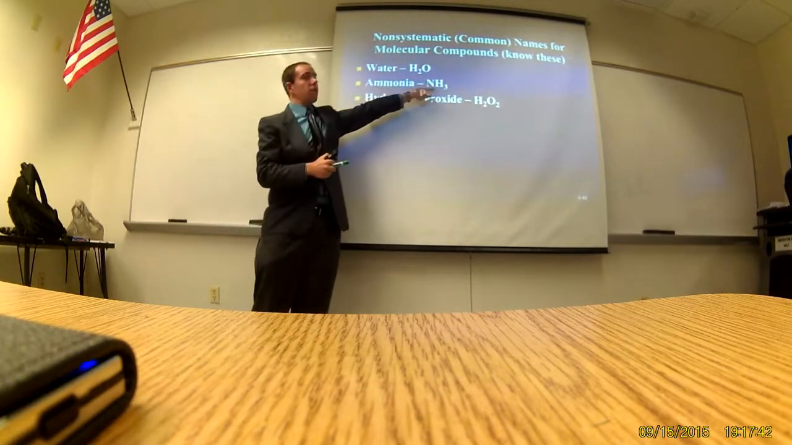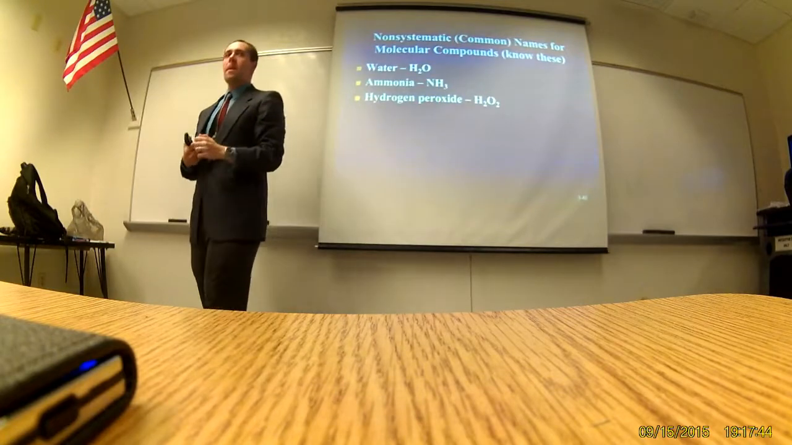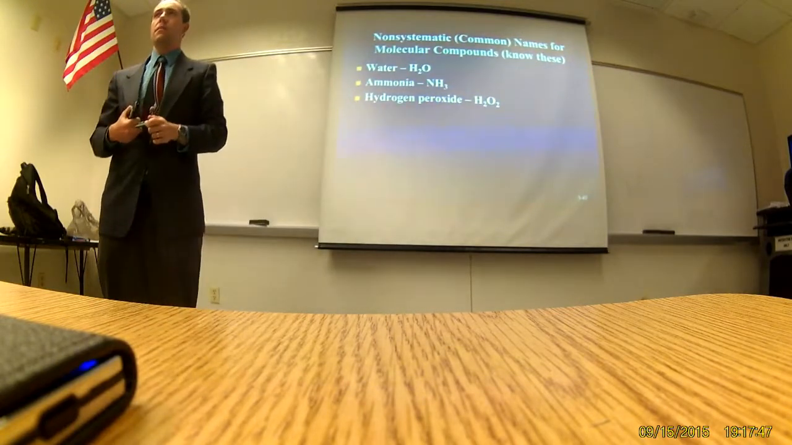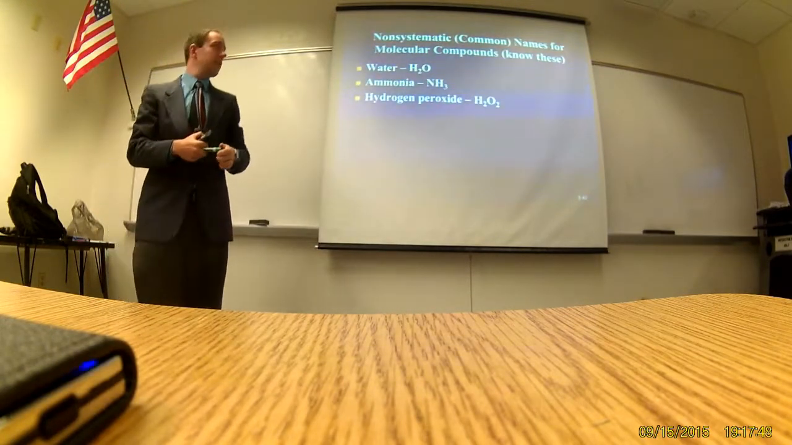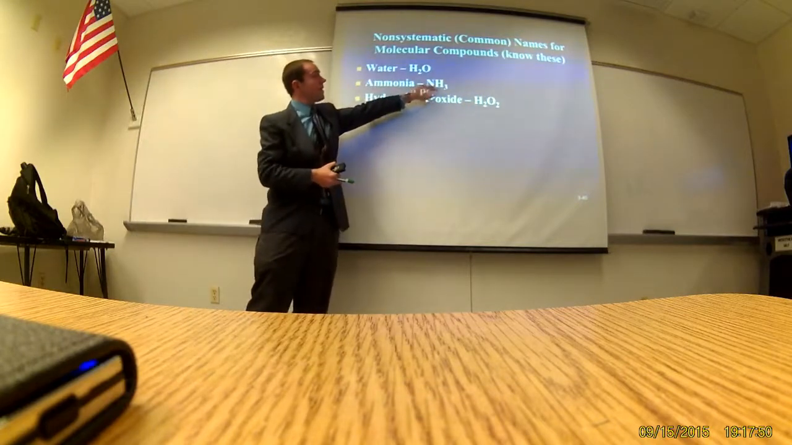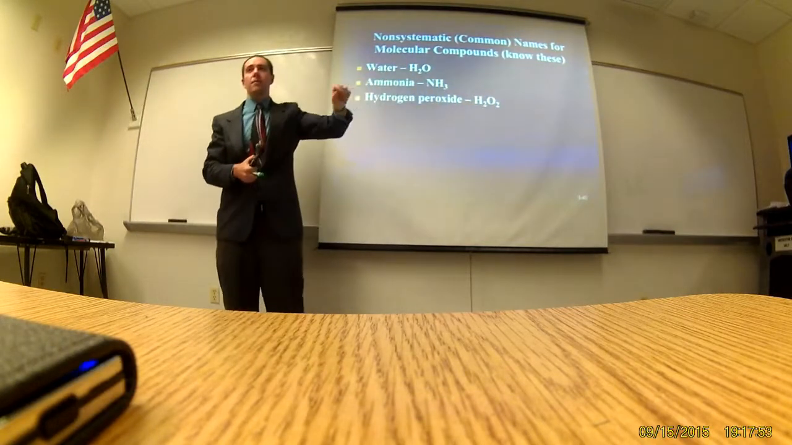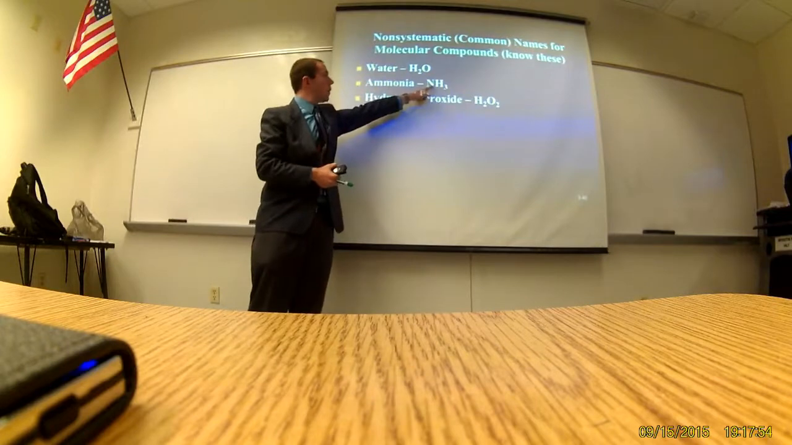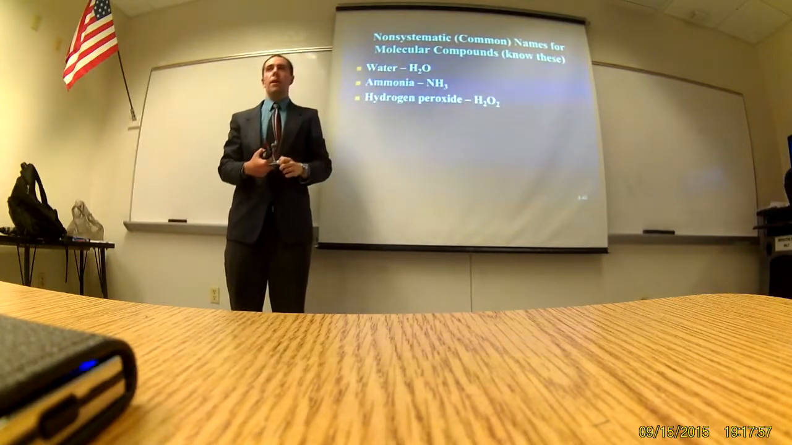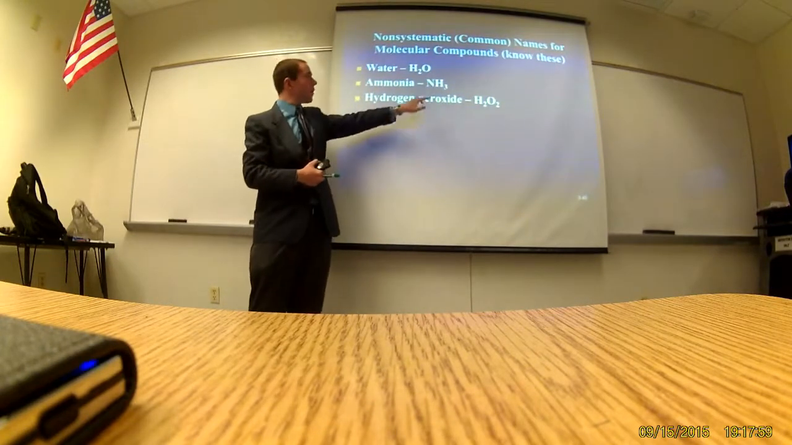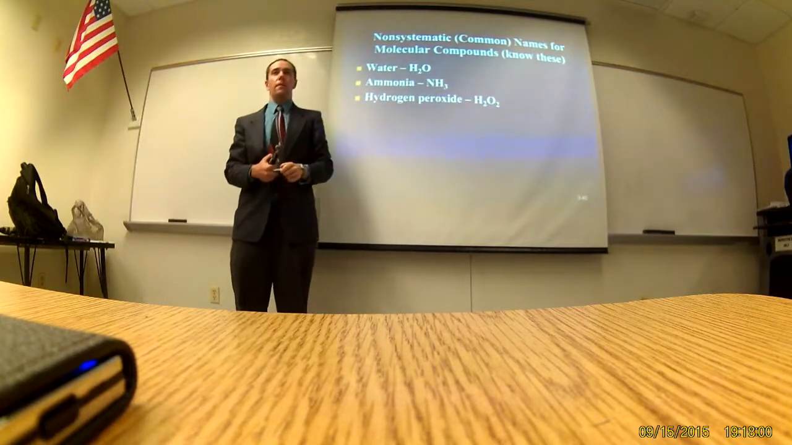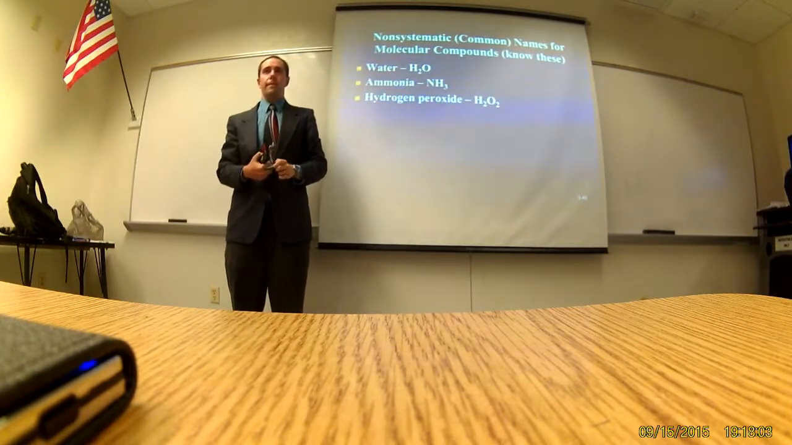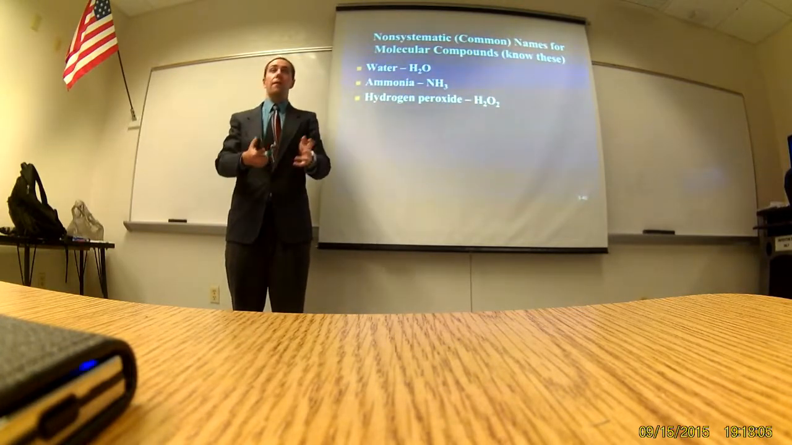Ammonia, we said, was NH3. What is ammonium? NH4 plus. Ammonia is NH3. Ammonium is an ion. Ammonia is a molecular compound. What's another name for ammonia? Following the rules we just did.